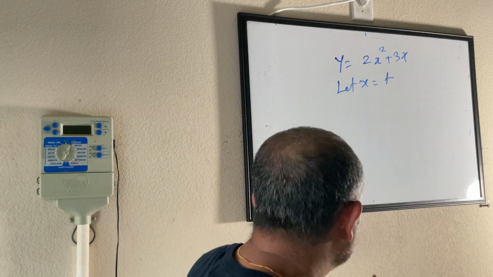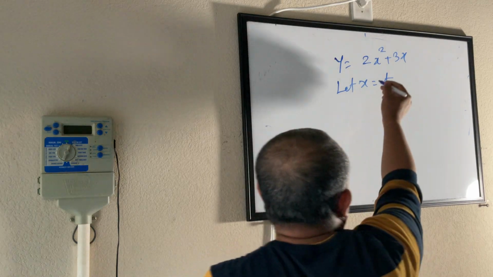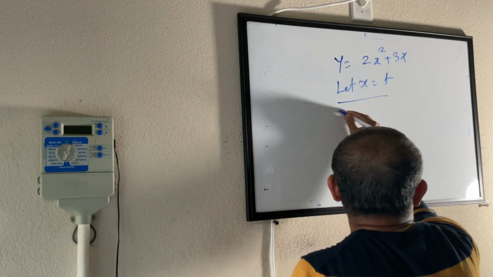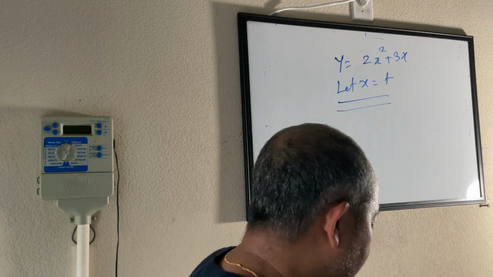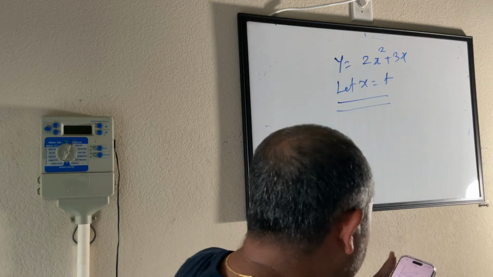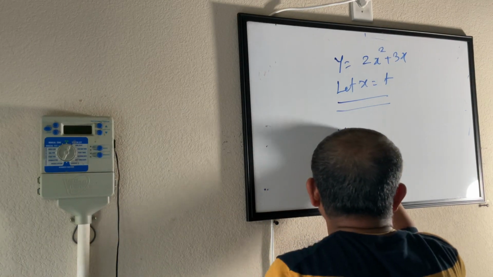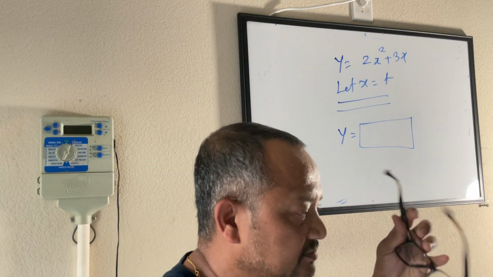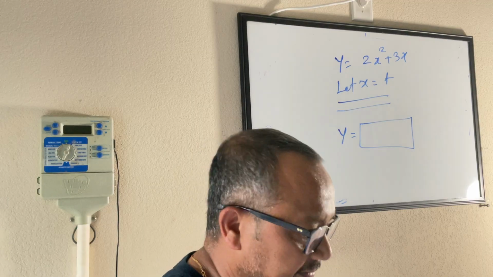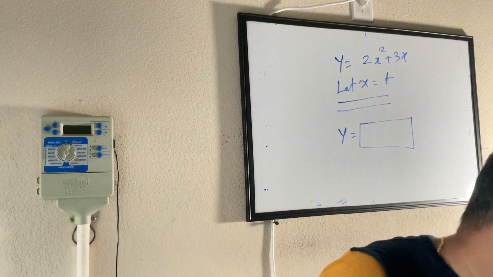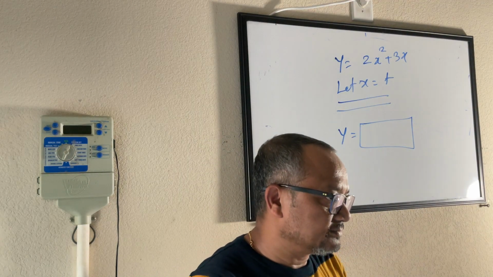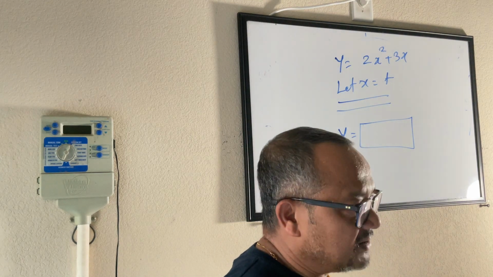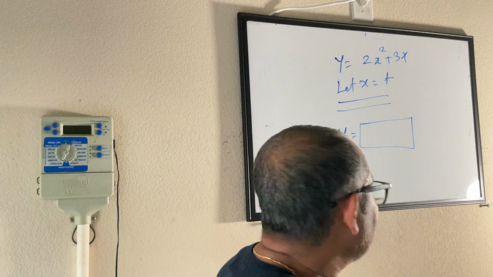So it says y equal to 2x squared plus 3x. It says let's say x is equal to t. It says parameterize the rectangular equation in terms of t, meaning find out y equal to something in terms of t. What will that be? Any guess? Yeah. 2t squared plus 3t. As simple as that.